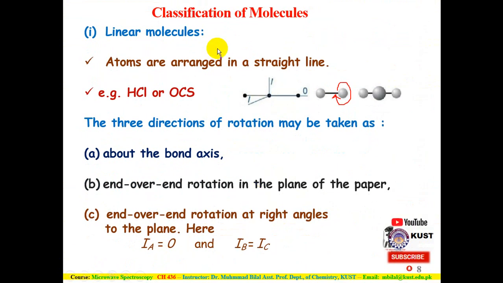Now, on the basis of rotation, molecules are classified into linear molecules, in which the atoms are arranged linearly in a straight line. For example, molecules like HCl or OCS. Their rotation will be either along the bond axis, where the value will be very small and we consider almost IA equal to 0, while along the y-axis and z-axis they have some value, which is greater than 0.